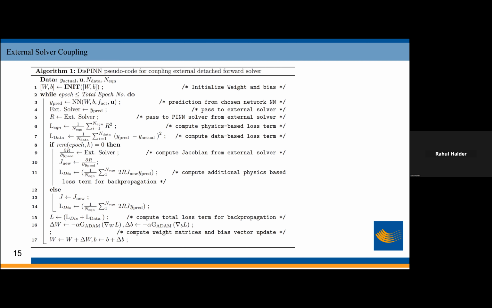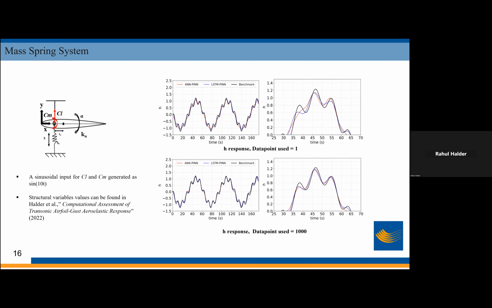And now I'll show some examples. I have applied it on simple structural cases. So this is a linear pitch plant system with lift and moment coefficients as input, and both lift and moment coefficients are sinusoidal. I think CL is sine 10t and CM has a frequency of 20 radians per second.